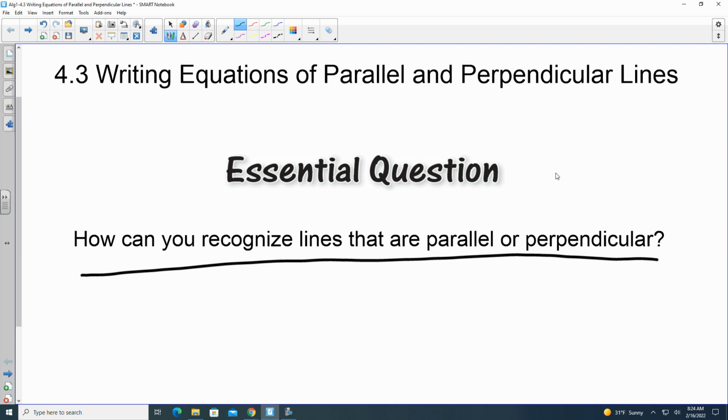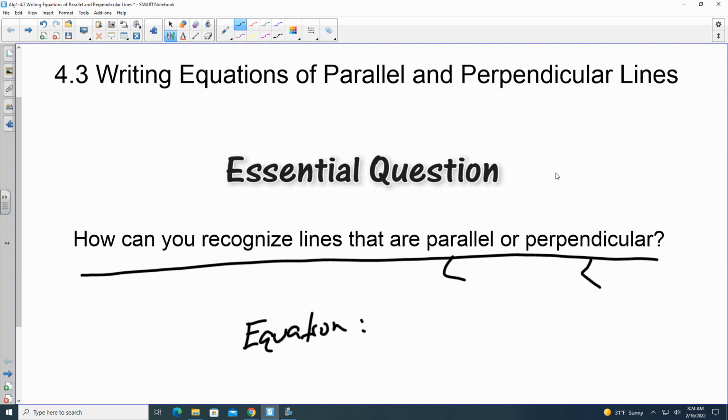By definition, parallel lines are two lines on a coordinate plane that do not intersect. Perpendicular lines intersect at a very specific spot, because they intersect at a right angle. Now, how we can recognize that is we need to put those lines into an equation.